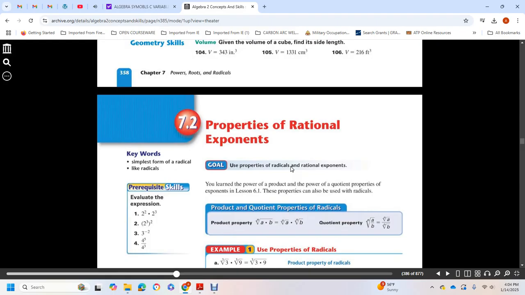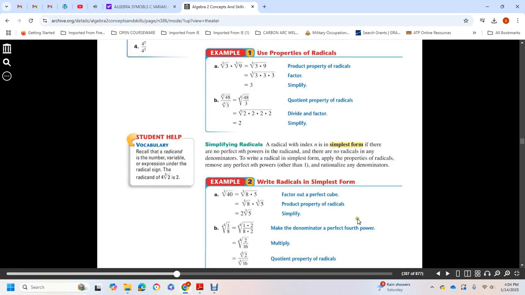Properties of rational exponents. Goal: use the properties of radicals and rational exponents. You learned the power of a product and power of a quotient properties of exponents in 6.1. These properties can also be applied to radicals. Product property: the nth root of a times b is equal to the nth root of a times the nth root of b. Quotient property: the nth root of a over b is equal to the nth root of a over the nth root of b.